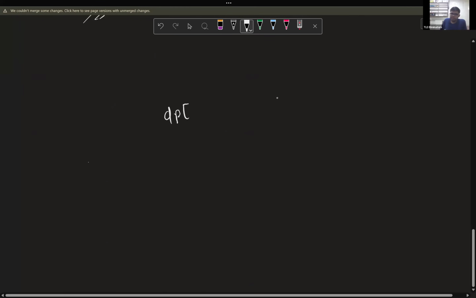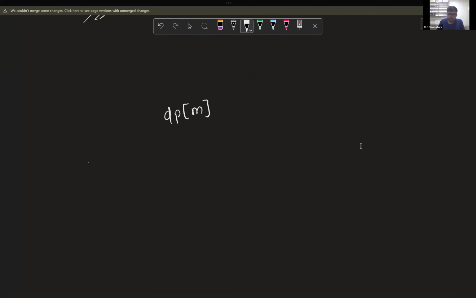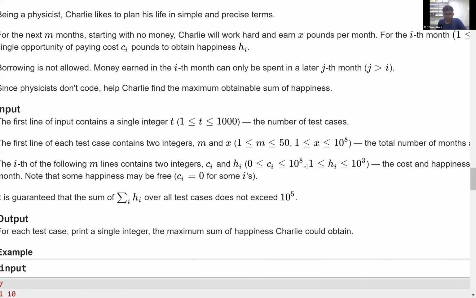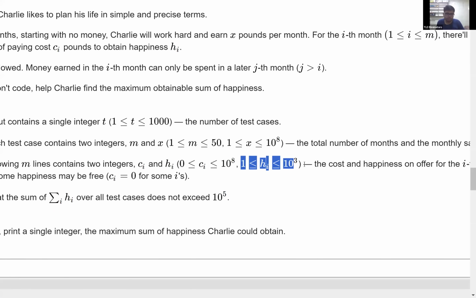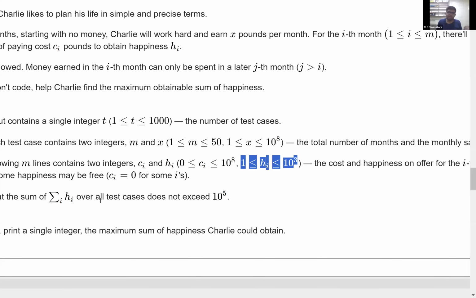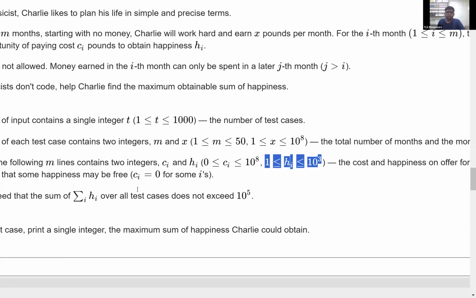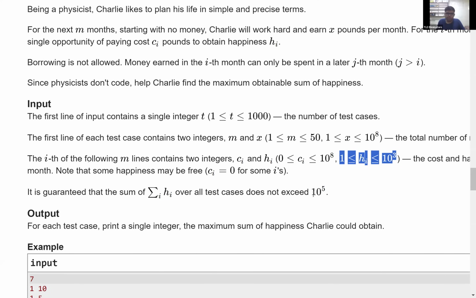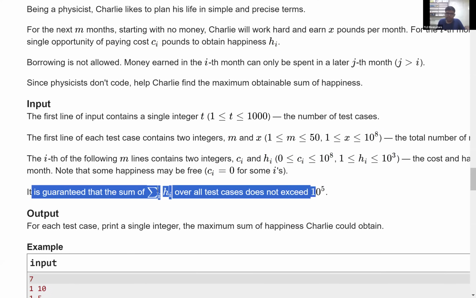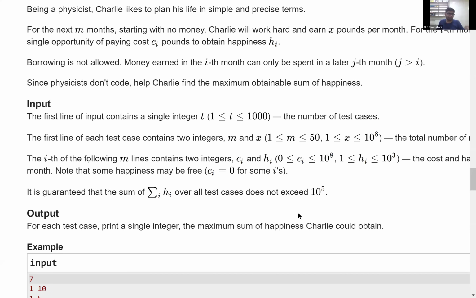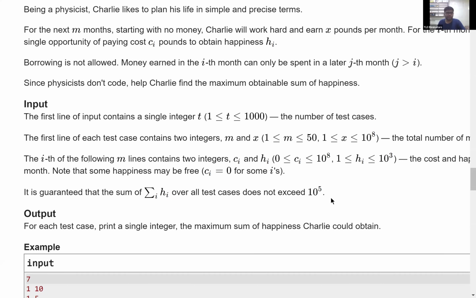We could have created a DP state as dp[m], and the point to notice here is, why is this H_i so small? Like X is very huge, this C_i is very huge, but H_i is small. And not just this much, we have even been told that the sum of H_i over all the test cases will be less than or equal to 10 raised to the power 5. So there must be something to do with H_i.